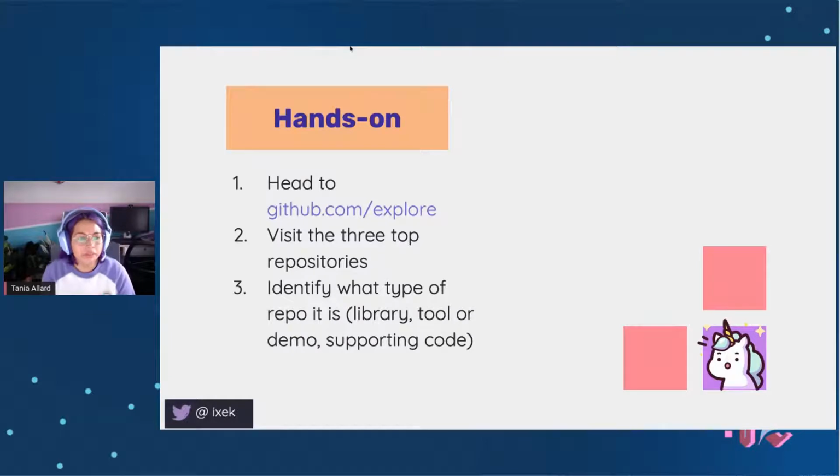So this is hands-on, and I don't know if you folks are going to do that, but I'm going to assume yes. Just head on to github.com/explore. If you are logged into GitHub, it's going to give you a recommendation of repos based on the kind of repos that you work on, or visit, or projects that you interact with. Just have a very quick look at those repositories and identify what type of repo it is: a library, a tool, a demo, or supporting code. I'm going to give just 2 minutes so that folks can have a look if that's what they're doing.